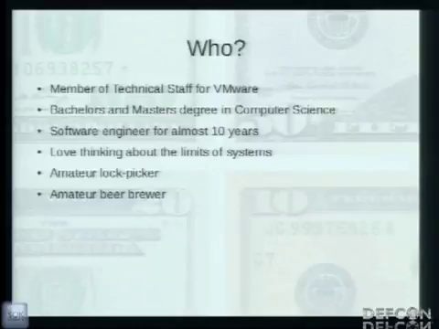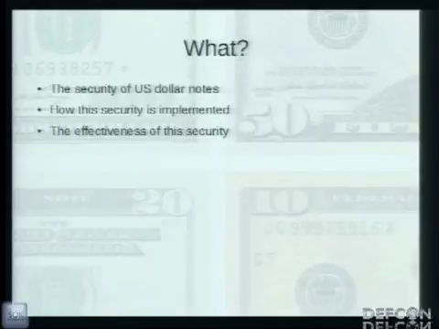To introduce myself, my name is Matthew Duggan. I'm a member of technical staff at VMware, and I've been a software engineer for almost 10 years. I hold a bachelor's and master's degree in computer science. What interests me about security is that in working with systems, I like testing the limits of them and seeing how they react to adverse input. I'm also an amateur lockpicker and beer brewer.